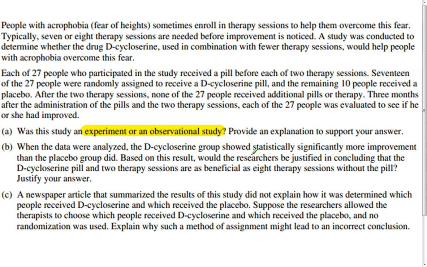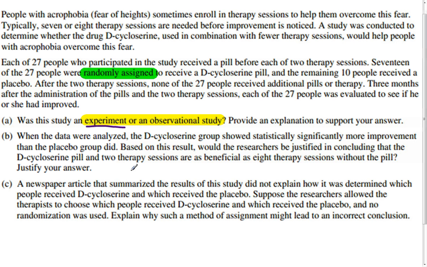In this particular problem here, there are a certain number of people who participated in the study, and they were randomly assigned to receive one treatment or the other. Now, whenever you see that, that's a pretty good indicator that the experimenter is in control and you are running an experiment, not an observational study.